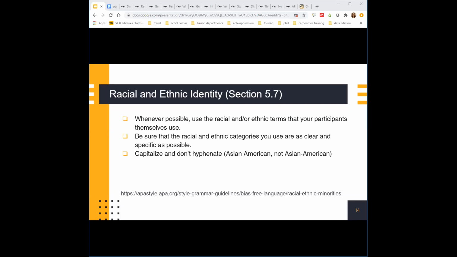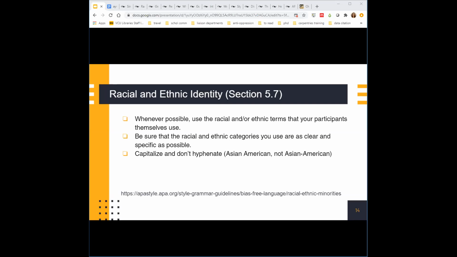Use the most specific category possible. So I am Cuban American, which is my more specific term rather than the broader term of Latinx for my ethnicity. Capitalize and don't hyphenate these. And you can see an example in my slides. So Asian American: Asian and American are capitalized and they are not connected by a hyphen.